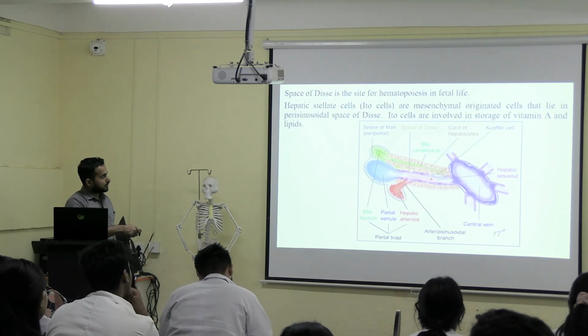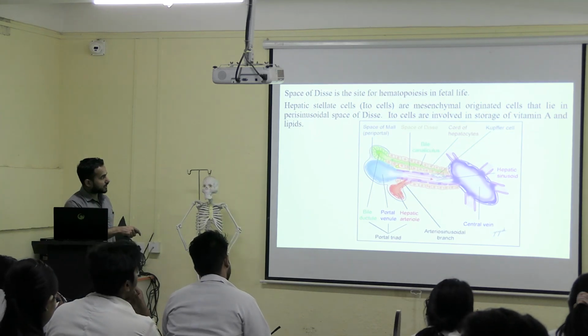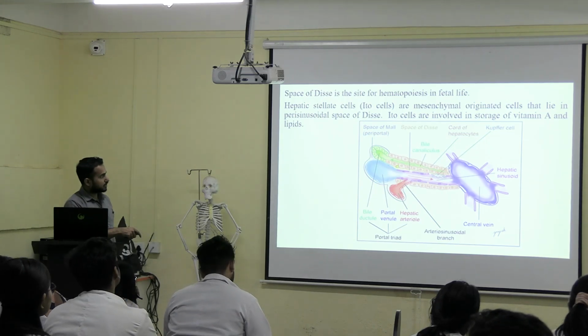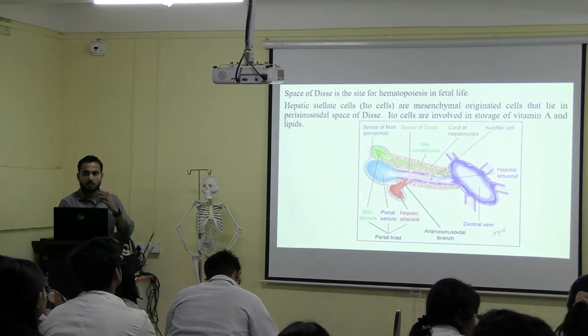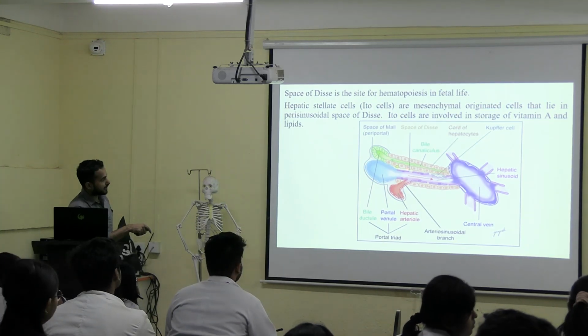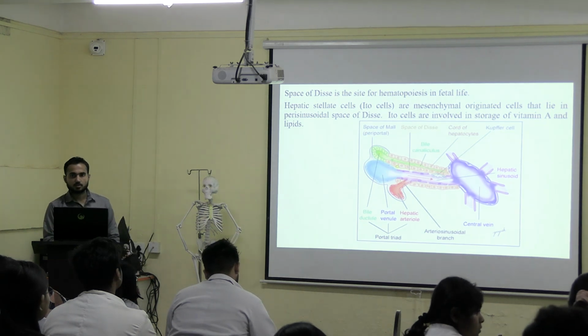Now, can you see the space of Disse? So, what are these? These are the cords of hepatocytes. Okay? And this is the endothelium. Now, in between the endothelium and the cords of hepatocytes, the extracellular space which is there is called the space of Disse. The microvilli of the hepatocytes are projecting into the space of Disse.